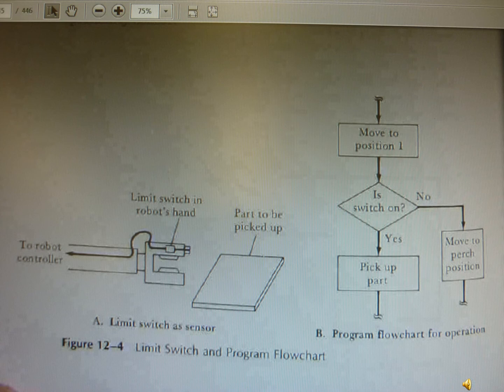So in the program operation at the robotic hand, we attach a limit switch. The limit switch picks up this object, and the information is sent to the robot controller. So that system, you can see, follows the program flow chart. The program flow chart moves to position 1, is the switch on or off? Yes, then pick up the part. No, then move to the next part position. So this is the way we control the program.